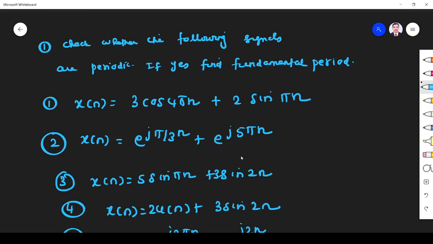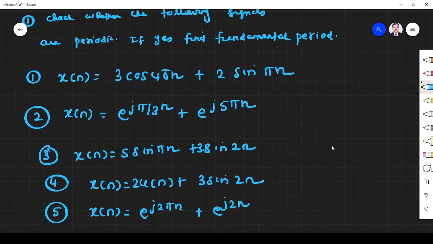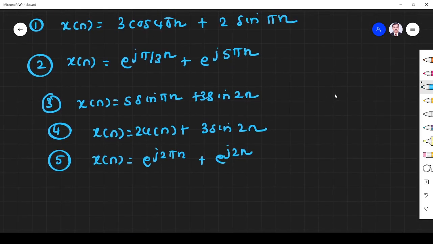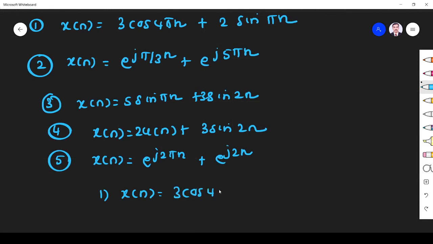Let us see these questions. Check whether the following signals are periodic. If yes, find the fundamental period. So what is the first question? First question is x of n is equal to 3 cos 4 pi n plus 2 sin pi n.